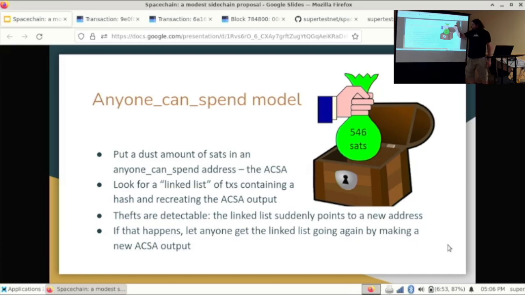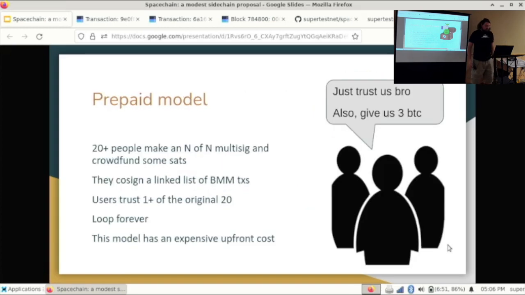If there is a theft, if somebody runs off with the money, it's detectable, because suddenly your linked list no longer goes back to itself. It's no longer going to the address that's supposed to be in there. Suddenly it's going to the thief's address. That's detectable, and your software then starts scanning the blockchain after the theft happens. The first transaction that puts money back into the anyone-can-spend address is the new output that everyone has to use in order to continue the chain. So thefts are detectable, and then you just let anyone get the thing going again, and you might have to spend one Bitcoin block without a corresponding sidechain block. But I think that's fine.